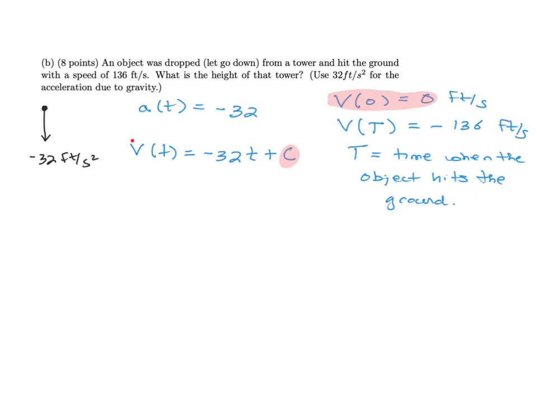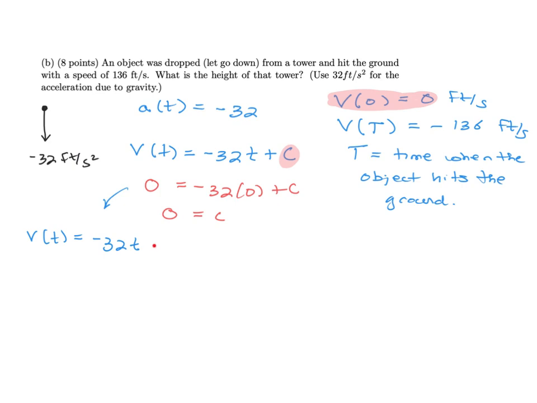If we put 0 in place of v of t and 0 in place of t, it'll turn out that c is equal to 0. But just to write it out, the velocity is 0 at time equals 0, and therefore c is equal to 0. If we put this information together, we now have our velocity function. It's negative 32t. This will tell you the velocity at any time right up until we hit the ground.